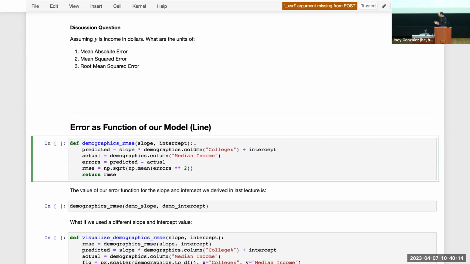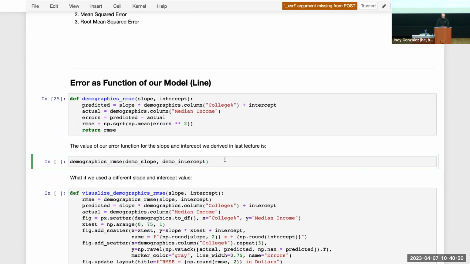All right, so how do I use error? I'm going to make a new function called demographics RMSE. This is a function that's going to take a slope and an intercept and return an error. Inside that function, I'm going to take the slope and the intercept, and say that's the line you wanted. Great, I'll make a prediction. I'll get the actual value. I'll take the predicted minus actual, and I'm going to return the square root of the mean of the errors squared. It's a pretty straightforward function. It computes the root mean squared error.